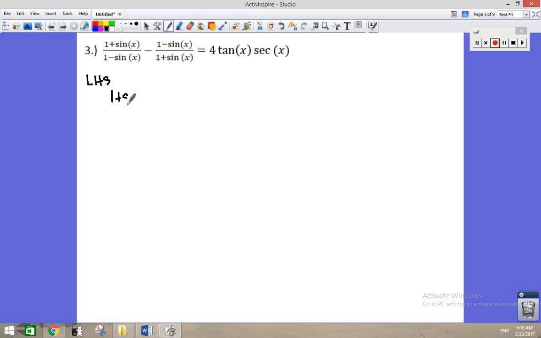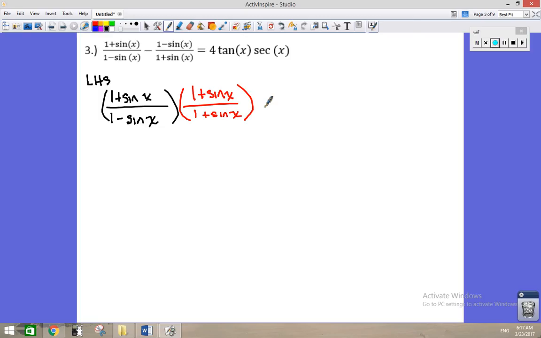So let's look at this first term, and the denominator that we want to shoot for is 1 minus sine of x times 1 plus sine of x. So we're going to multiply this first term by 1, but we're going to write the number 1 as 1 plus sine of x over 1 plus sine of x, because that's the factor that's missing in the denominator of this first term.